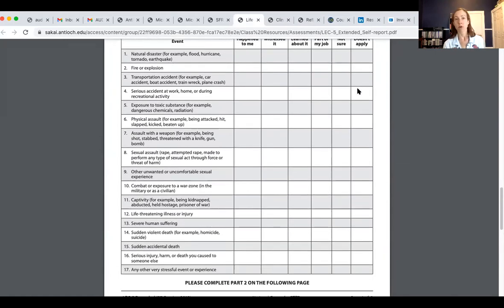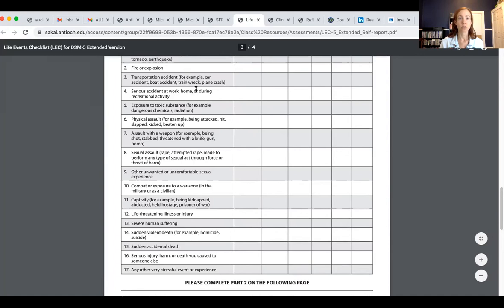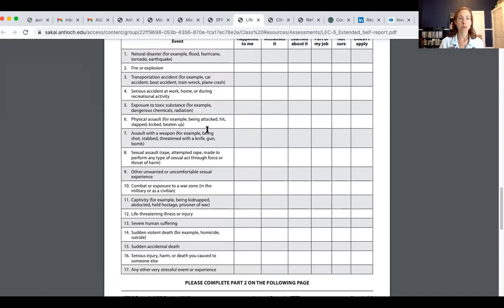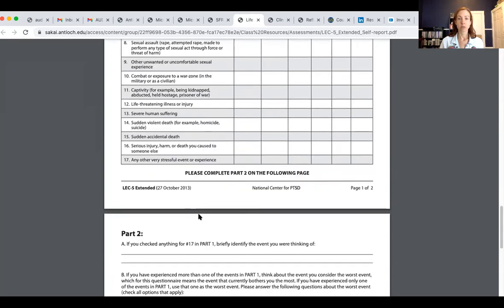It certainly does not cover all different types of traumatic experiences. You'll see fire, explosion, serious accident at home or work, assaults, unwanted or uncomfortable sexual experiences, which is wonderful that they differentiate between that and the above sexual assault, rape, attempted rape. Let's see, life-threatening illness or injury is included here. And then I'm just going to scroll down.